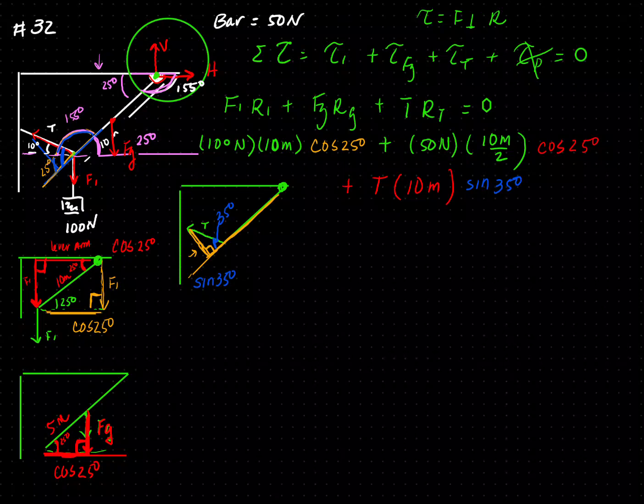Now I'm going to figure out direction. So for the 100 newtons, this is my pivot point right here. This is my force. My force is pulling the bar down. So if it's pulling the bar down, it's going to rotate counterclockwise. So this one is going to be positive.